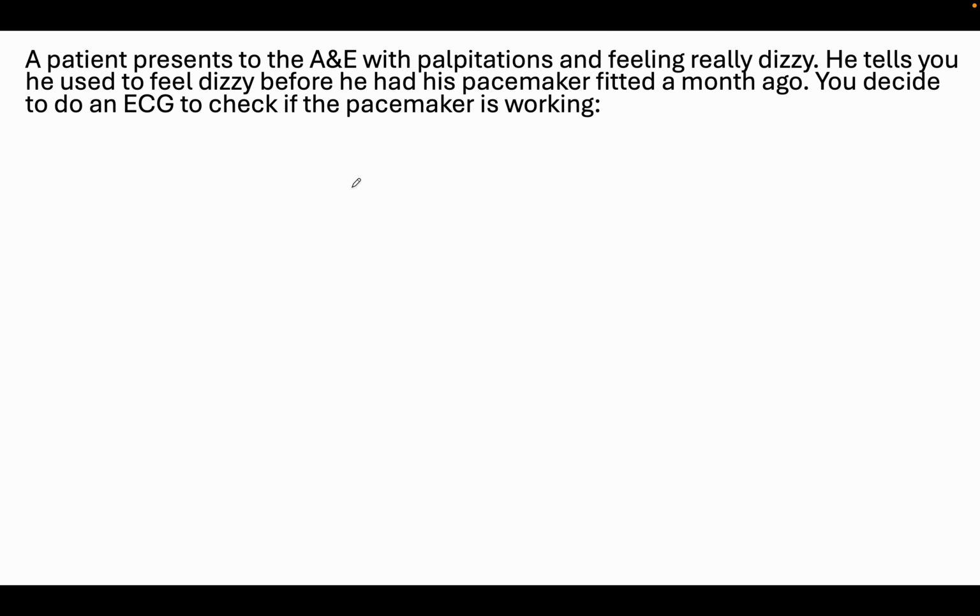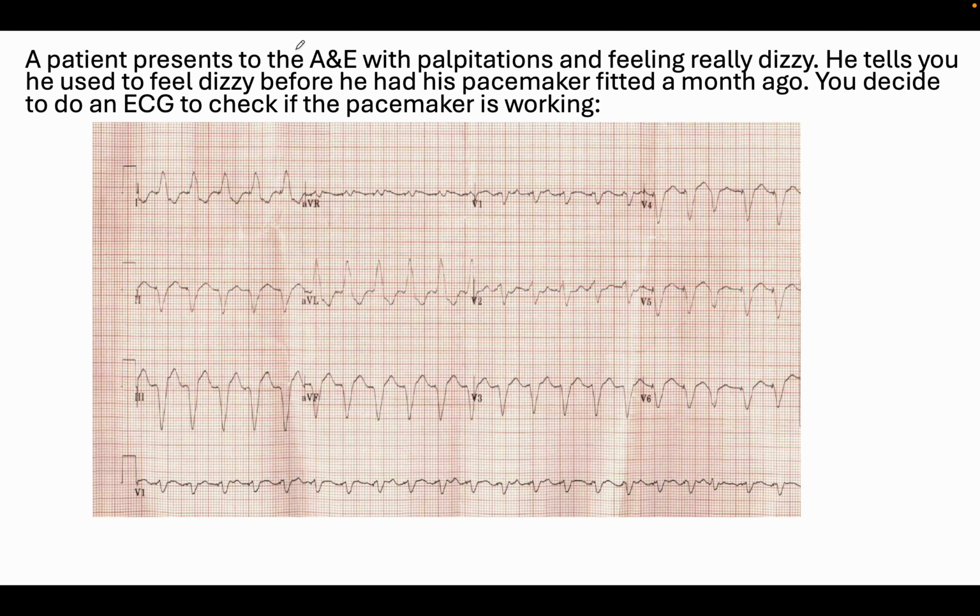So a patient presents to A&E with palpitations and feeling really dizzy. He tells you he used to feel dizzy before he had his pacemaker fitted a month ago. So it's probably that he had a previous bradyarrhythmia. You decide to do an ECG to check if the pacemaker's working. So this is the ECG.